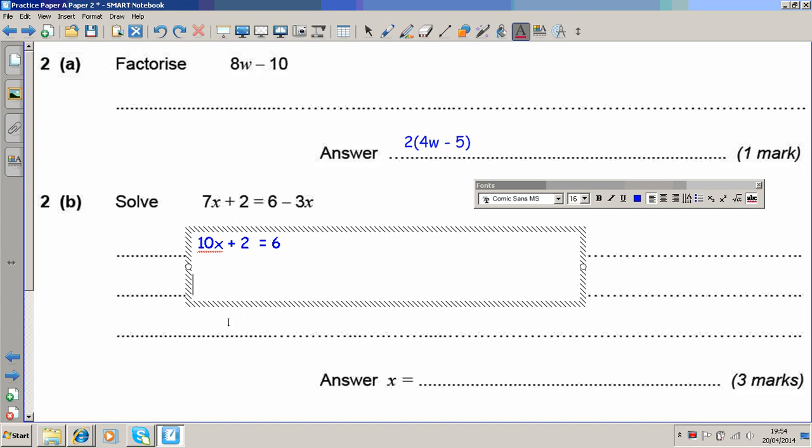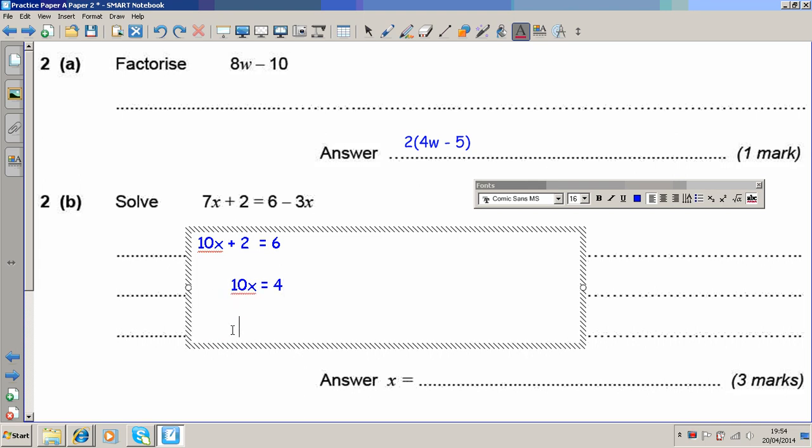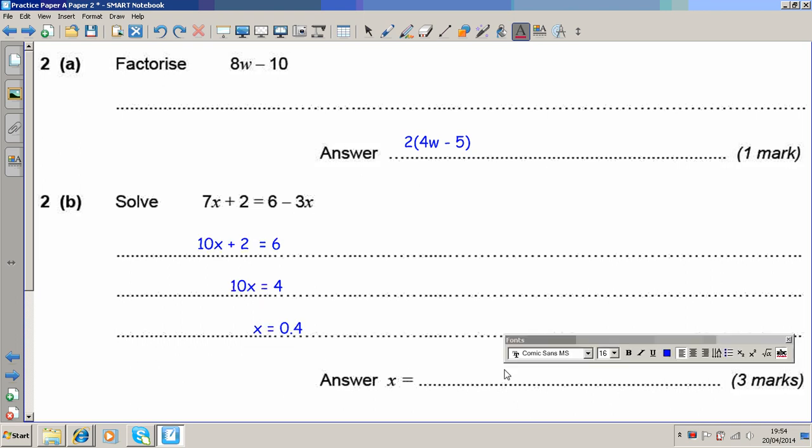Now I've done that, I want to get rid of the plus 2, so I take 2 from both sides, which is going to give me 4, so 10x is equal to 4, and then dividing by 10 is going to give me x is 0.4.